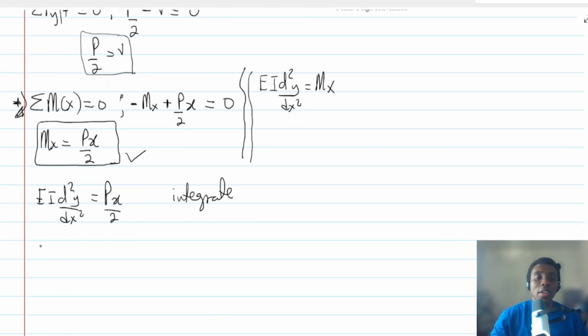So let's integrate. If I integrate EI d squared y dx squared, I'll get dy dx, and then I'll place the constant at one side. Then I'll deal with only the variable. So if you integrate x, you are going to get what? x squared over 2. Are you okay? Plus a constant, c1. Always, whenever you do integration, you have to bring a constant, please.